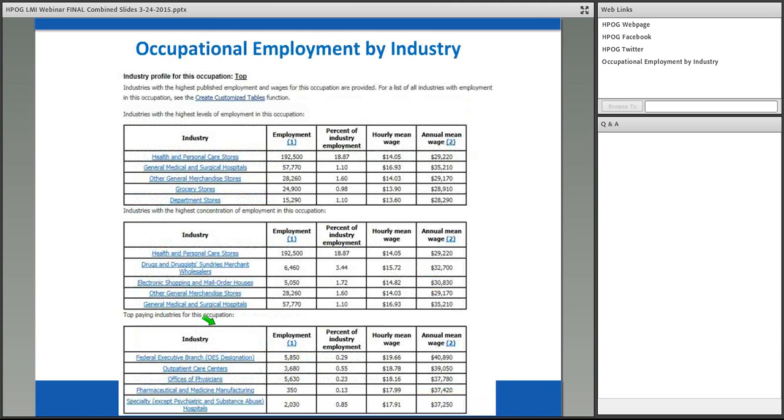Then if you scroll down that same page a little further, you'll see occupational employment by industry. It's displayed three different ways: industries with highest levels of employment in the occupation, highest concentration, and also the top paying industries. And while I didn't include screen captures in this presentation, if you kept scrolling down, you'd see also a number of maps that will show you employment by state, the location quotient by state, annual mean wages by state, and then also several maps by area. Usually metropolitan statistical areas and non-metro areas or balance of state. So you can also see location quotient by area and annual mean wage by areas.